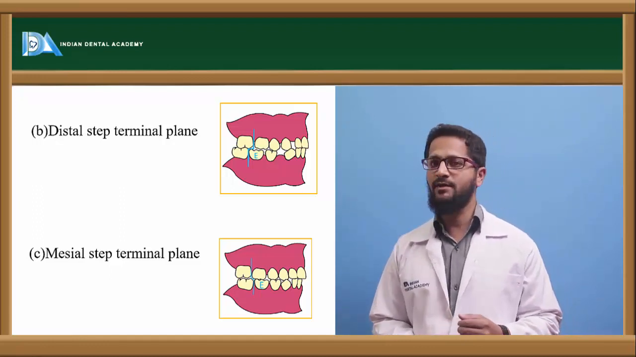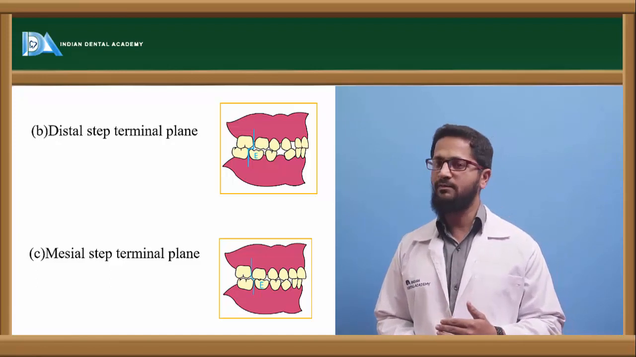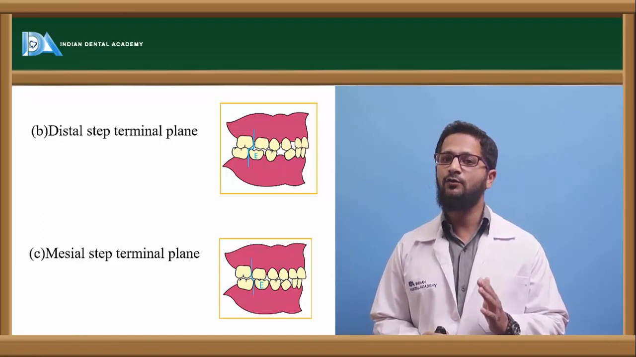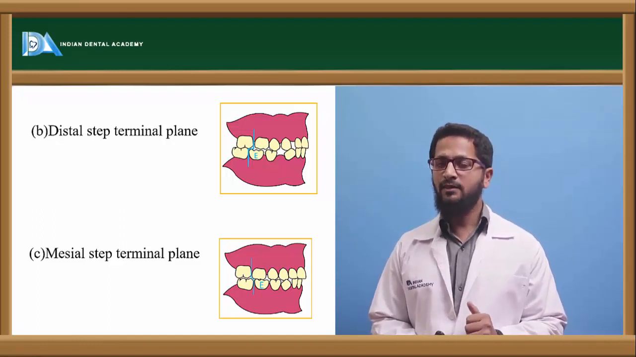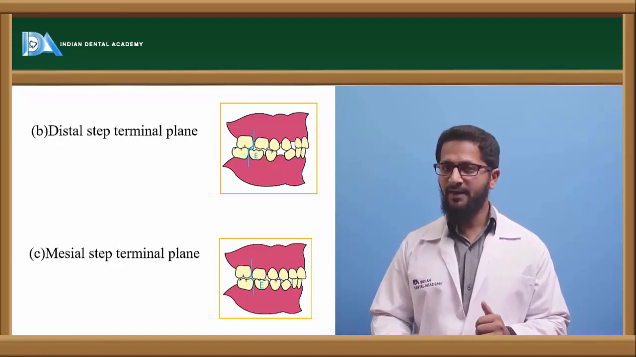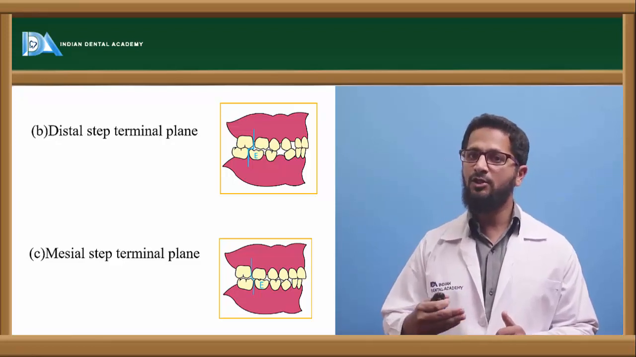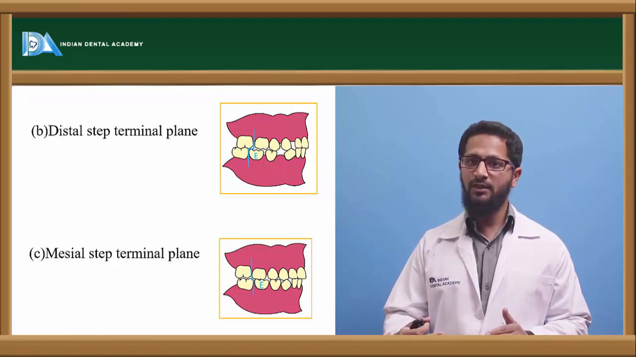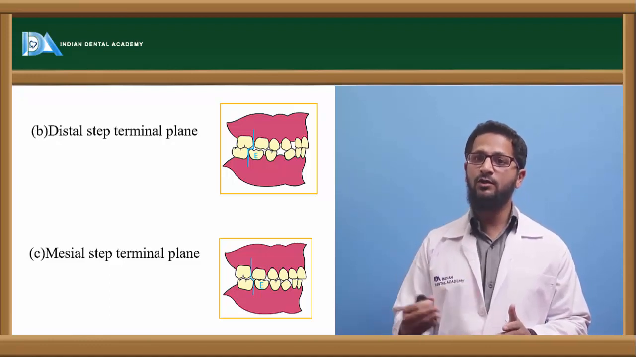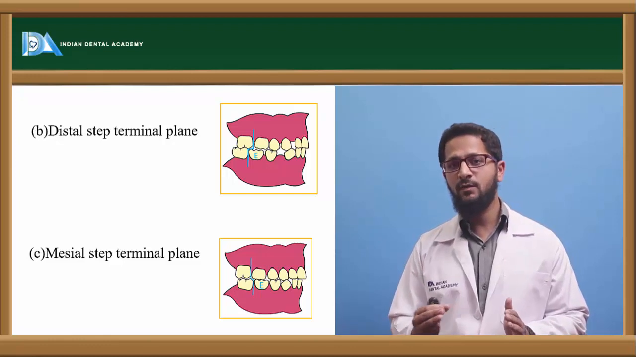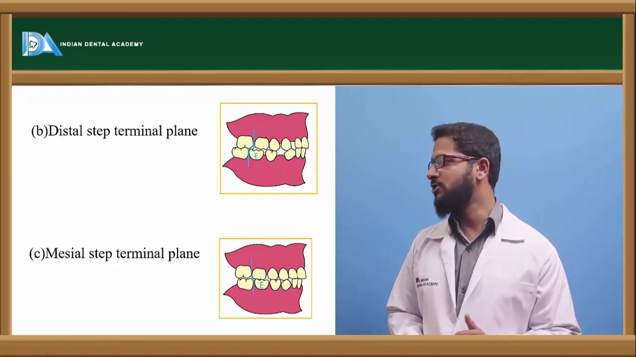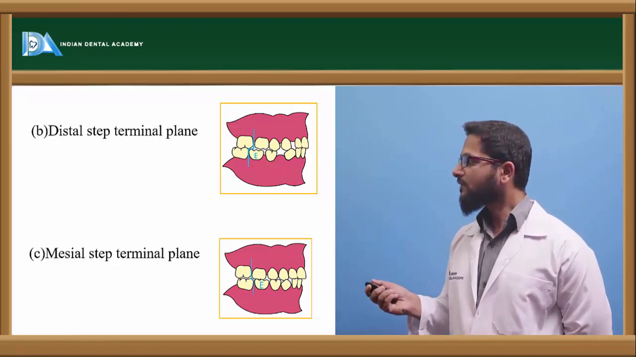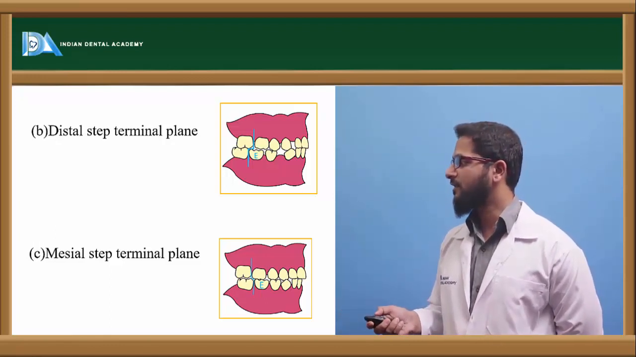Next coming to the mesial step terminal plane. In case of mesial step terminal plane, the distal surface of the lower deciduous second molar is more mesial when compared to that of the upper second deciduous molar. Now the permanent teeth usually develop in Angle's class 1 molar relation only, but this occurs if the growth doesn't continue. After the eruption of the teeth into class 1 relationship, if further growth continues, then from class 1 relationship this will develop into class 3 molar relationship. Here in the first diagram, we can see how the distal step is there, and in the second, you can see how the mesial step terminal plane is there.